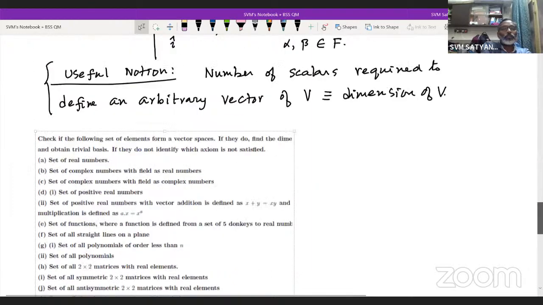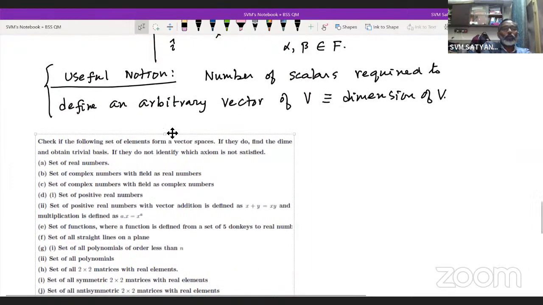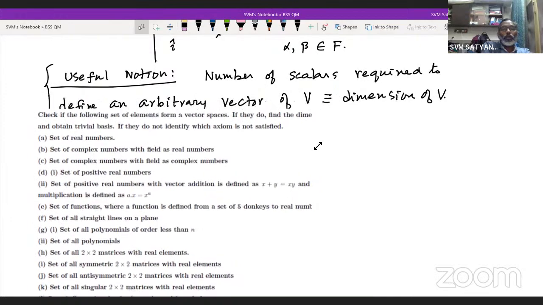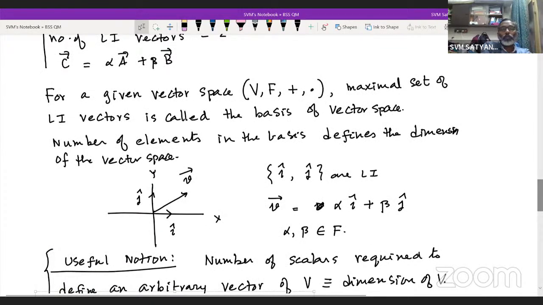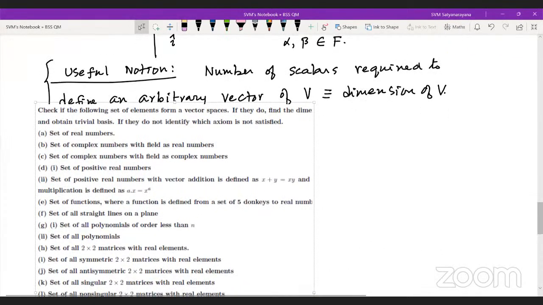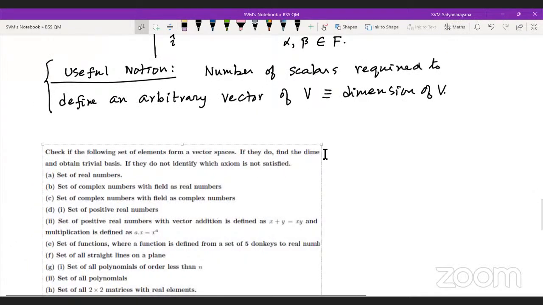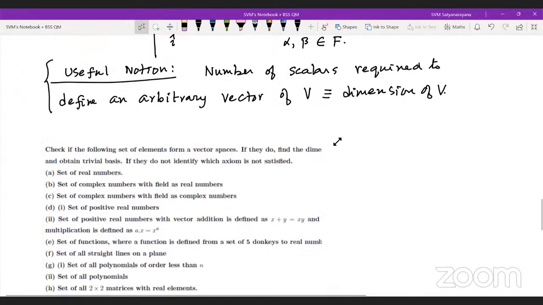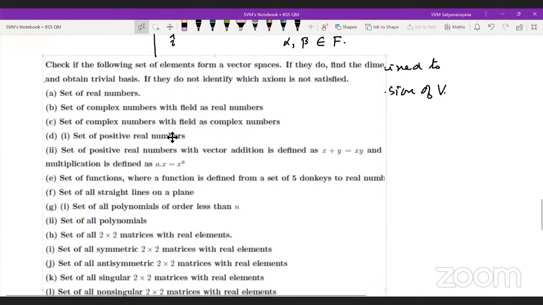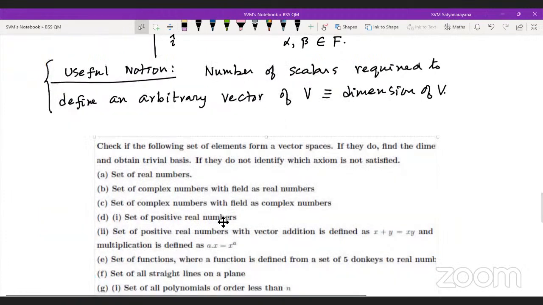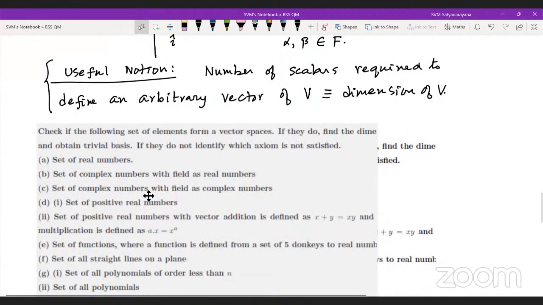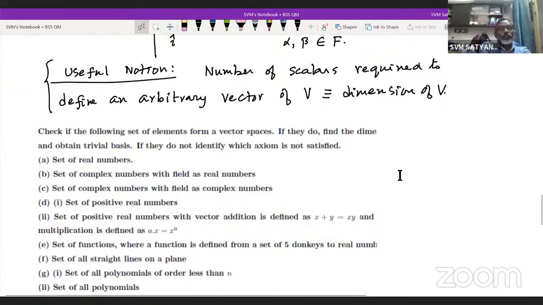Is it readable, whatever I have? Yes, sir. Yes, sir. Make it slightly bigger. Okay, can someone read it, just to make sure that you are able to read?